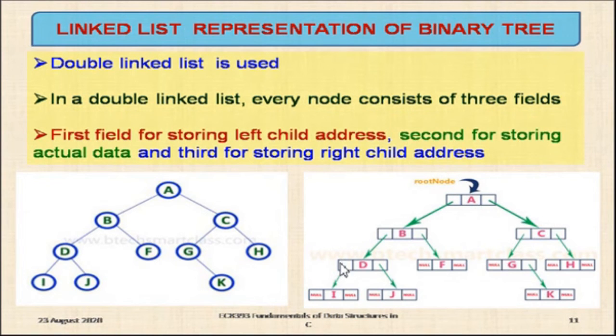But in general, in the doubly linked list representation of a binary tree, every node has three segments. The first segment stores the address of the left child. The second segment has the actual element of that particular node. The third segment has the address of the right child. So this is the way a binary tree is represented using a doubly linked list.